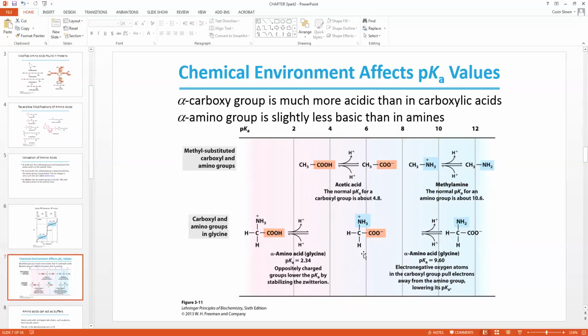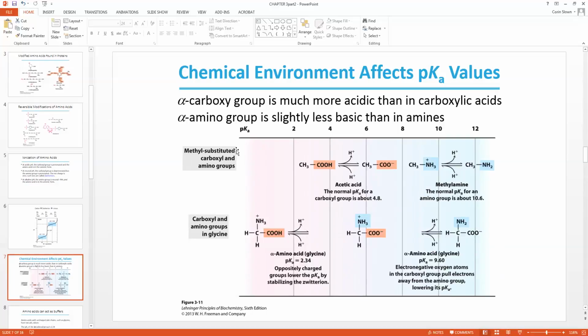Notice, this Zwitter ion is the most predominant form in terms of the vast range of pH that we see. It's really only when it's a low pH that we see this form, or when it's a very high pH that we see this form. Now in this form, our electronegative oxygen atoms pull electrons away from the amino group and lower its pKa.